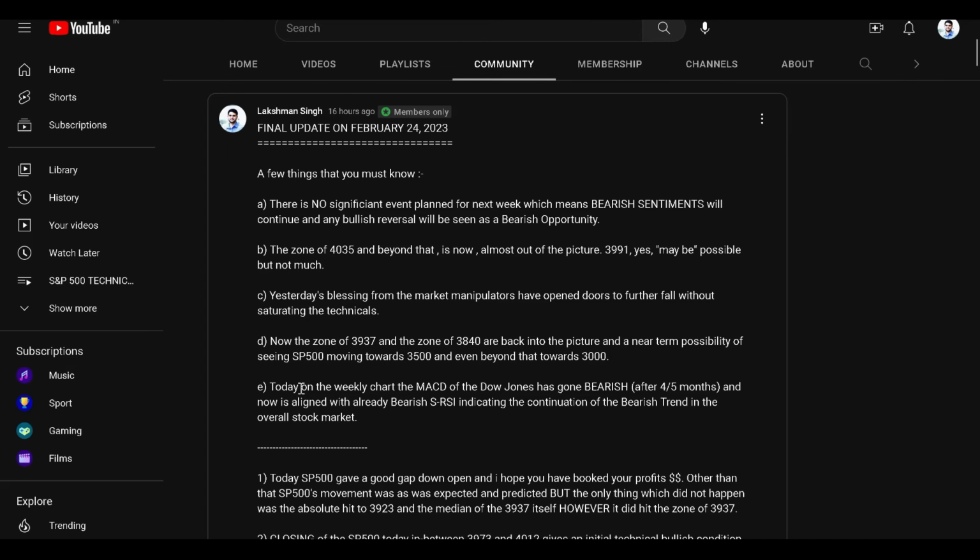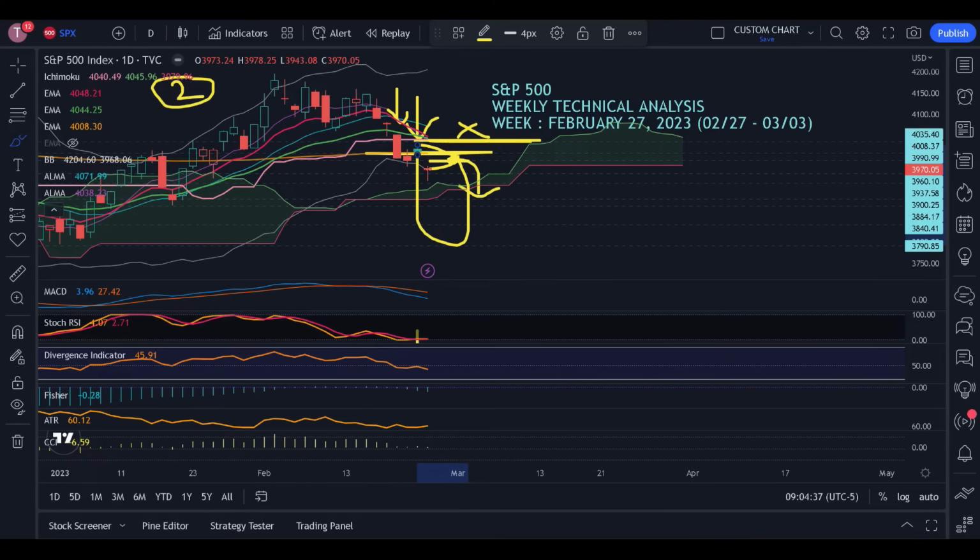Then another point that we have already discussed: on the weekly chart, the MACD of the Dow Jones has gone bearish after 4 or 5 months, and is now aligned with the already bearish stochastic RSI, indicating the continuation of the bearish trend in the overall stock market. So now I hope these things are very, very clear.